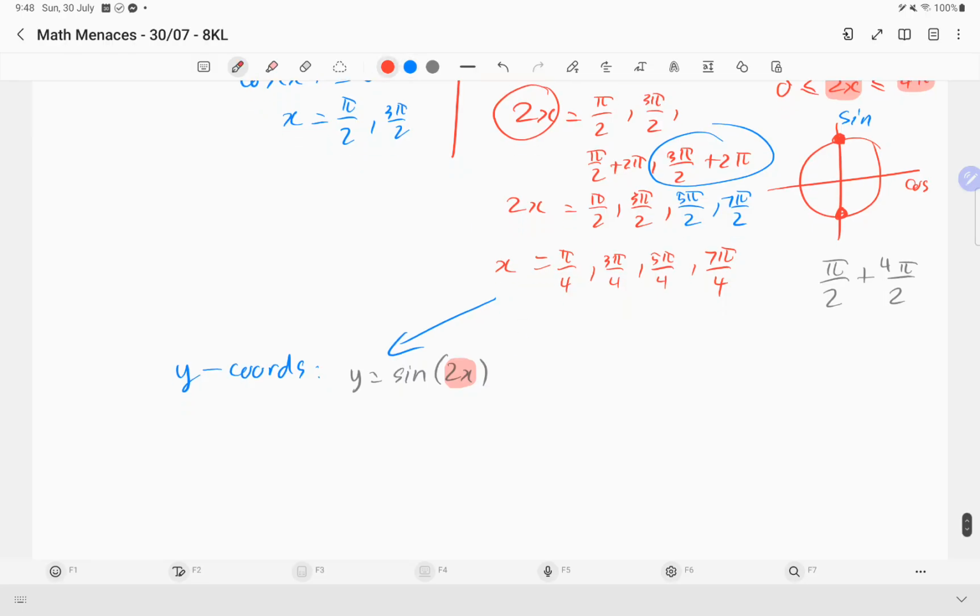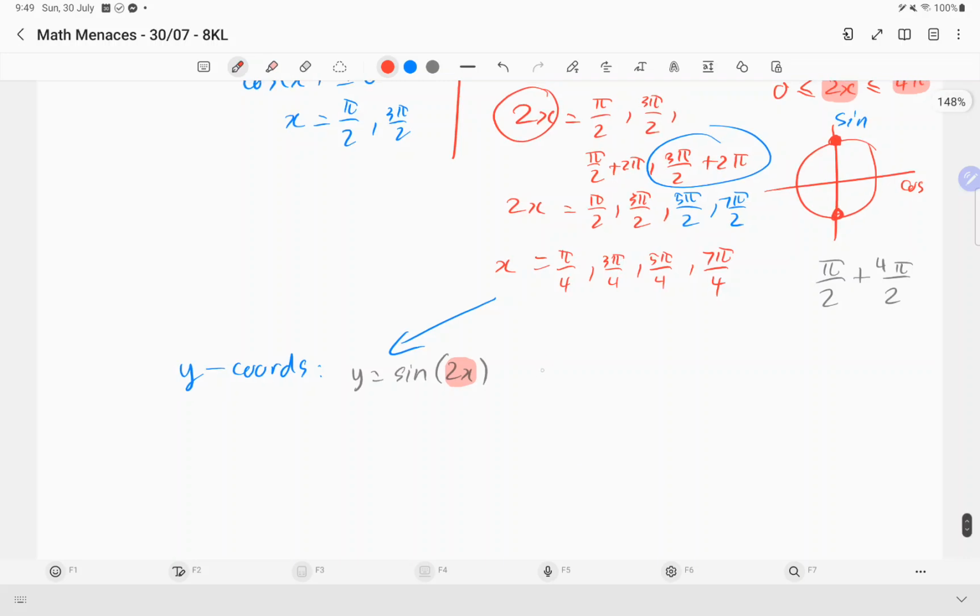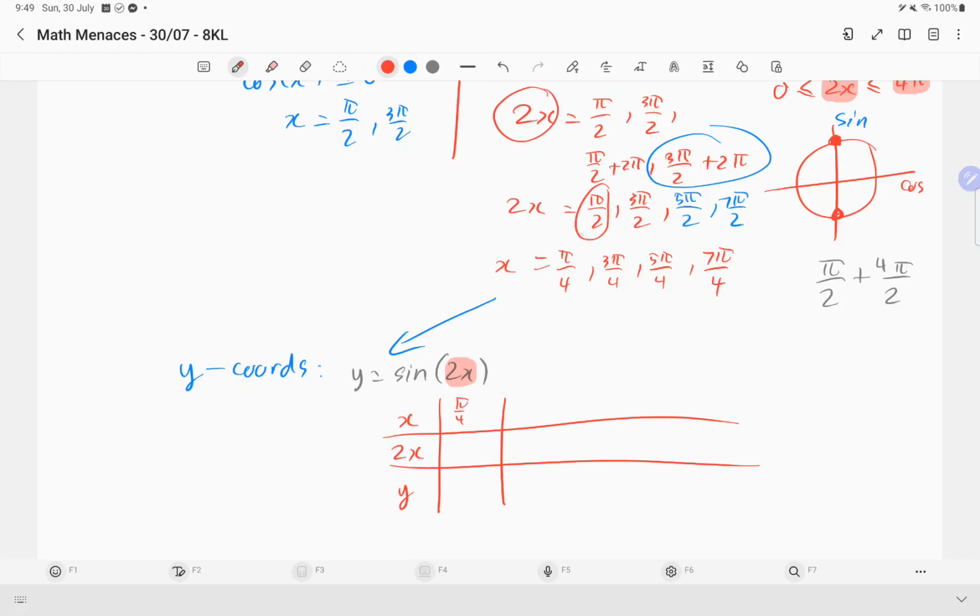If you're comfortable, you may not even need to work these out, but I'll show you this version here. So you've got x, and then 2x, and then the y value. The x values are these ones, pi on 4, and then 3 pi on 4. I'll just show you one or two versions. 2x would be the one above that, which is pi on 2, and sine of pi on 2 is this point here. Sine of that is 1, so the y value will just be 1.